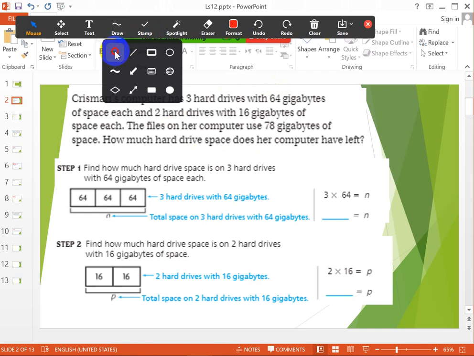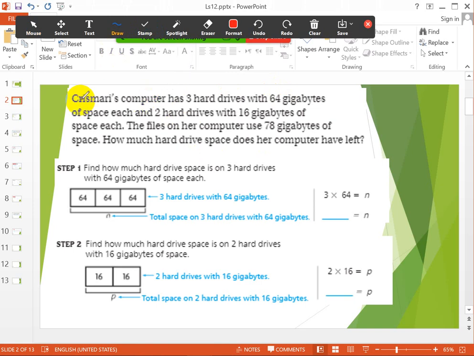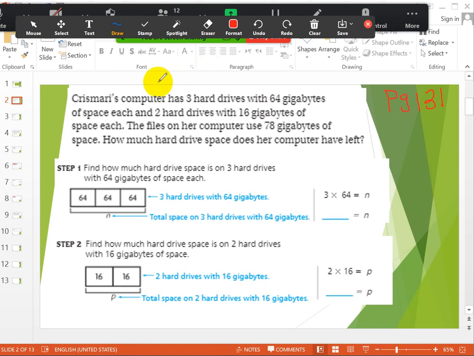So let's start. First thing, I have to read the problem. When I want to solve any problem, I have to read it first to understand it very well. I have to think about the problem and understand each word. So let's start now with the first problem on page 131.